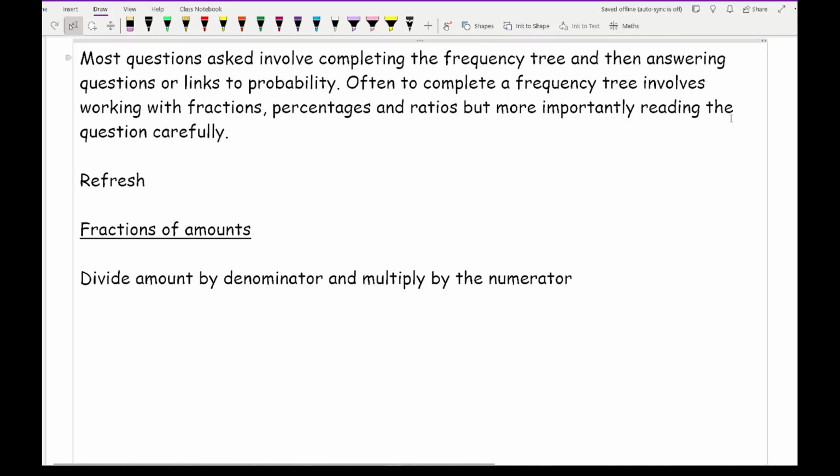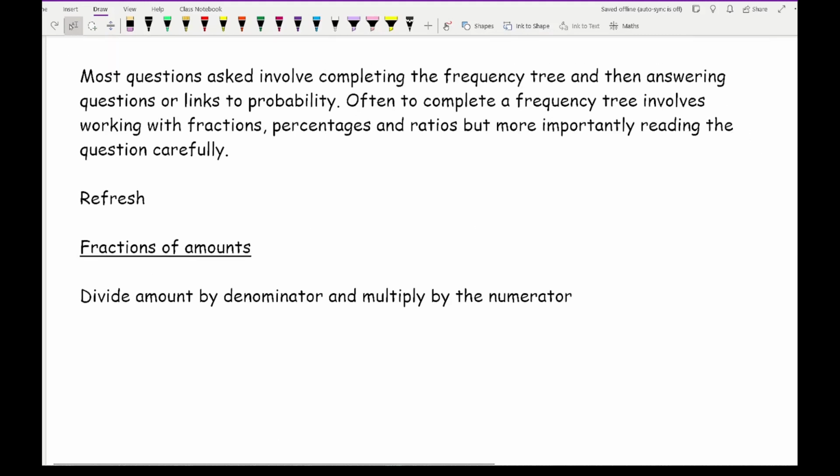Now, many questions asked involve completing a frequency tree and then answering questions related to proportion or probability. Often, to complete a frequency tree, this is going to involve working with fractions, percentages, ratios, but most importantly, it's going to involve reading the question carefully and highlighting the key bits of information.